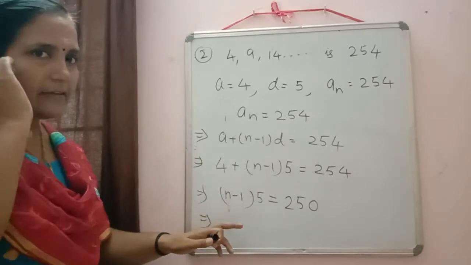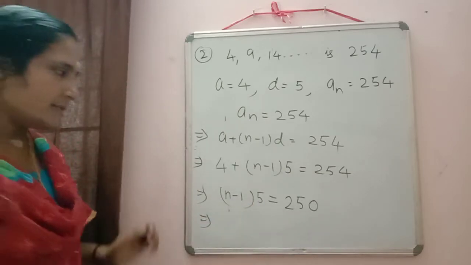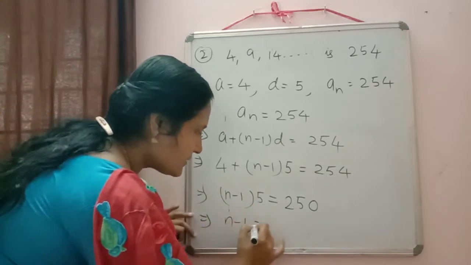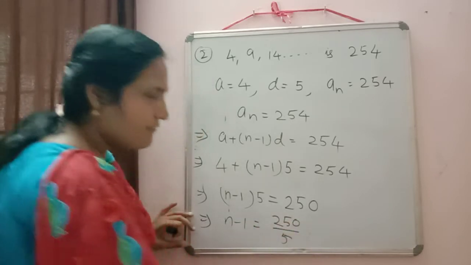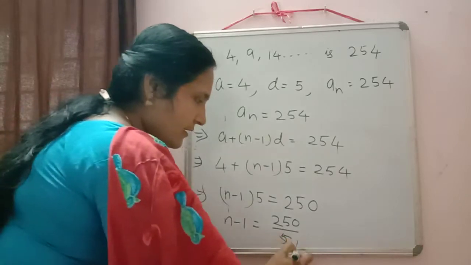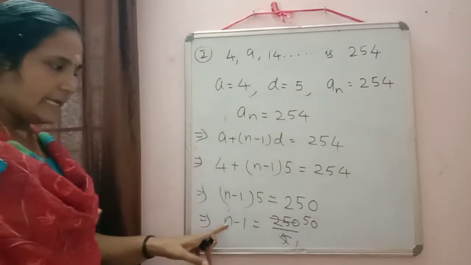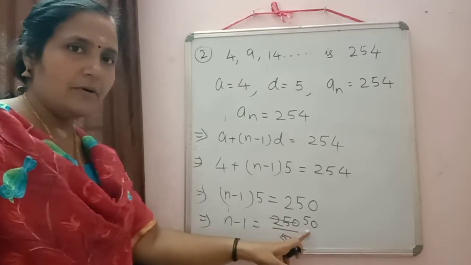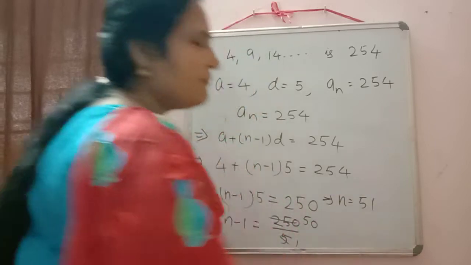So which one is easy for you, that you can do. I am shifting 5 to right hand side. So n minus 1 is equal to 250 divided by 5. Here we can cancel it. 5 ones are 5, 5 fives are 25, so 50. So we are getting n minus 1 is equal to 50. So from here n will be equal to 51.